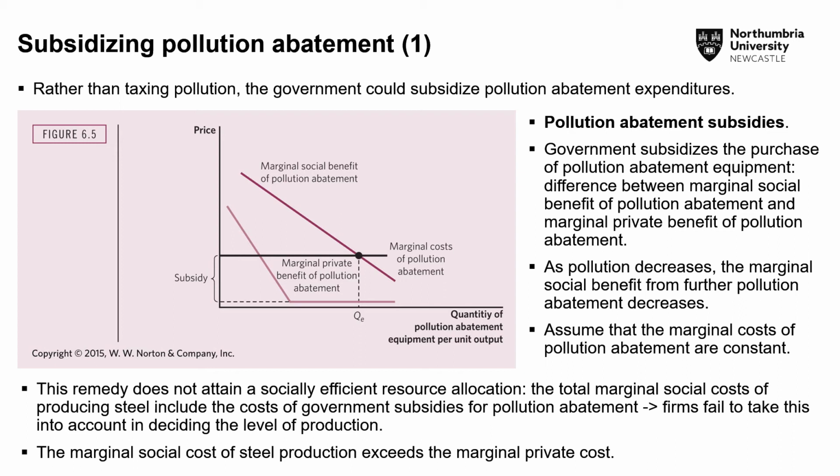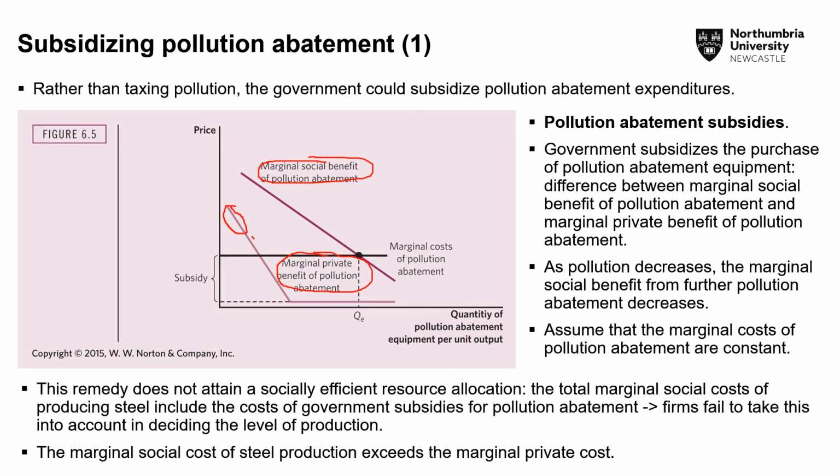So let's say that the marginal benefit of pollution abatement is represented by this curve from a firm's perspective, and let's say that initially we have absolutely no subsidy. There is an issue here: the marginal social benefit of pollution abatement differs from that. In other words, this differs from this. So the amount of pollution abatement expenditure undertaken by a producer of steel will be lower than that which is optimal from a societal perspective.